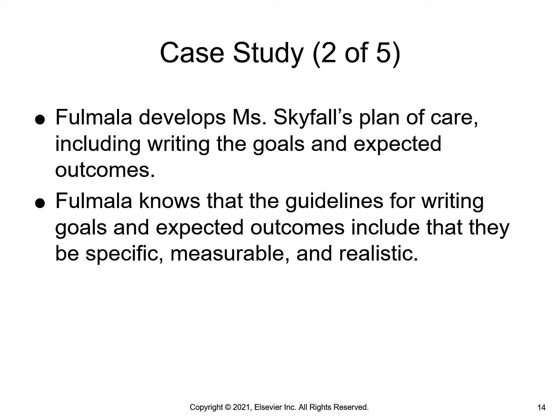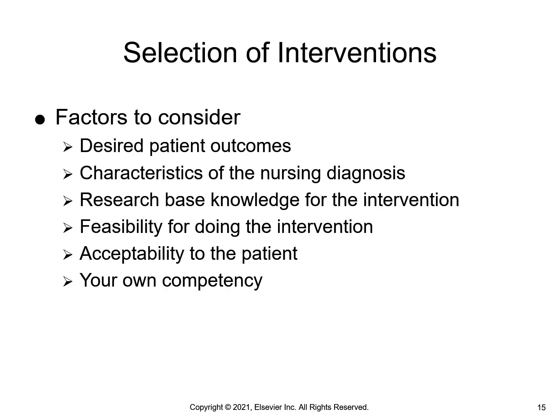What are the guidelines used for writing goals and expected outcomes? When the nurse chooses interventions, the nurse considers 6 different factors: the desired patient outcomes, the characteristic of the nursing diagnosis, the research-based knowledge or the science for the nursing intervention, the actual feasibility or cost for doing the intervention, the acceptability to the patient, so will the patient be willing to do it, and the nurse's competency.